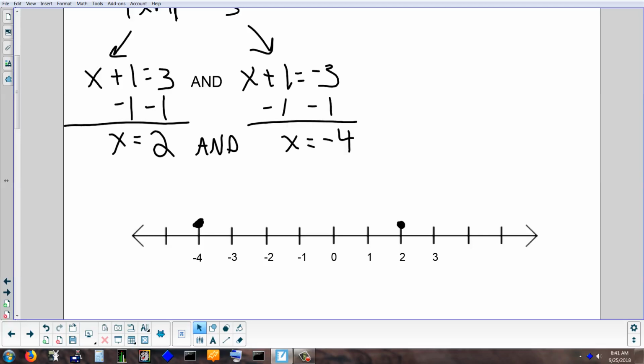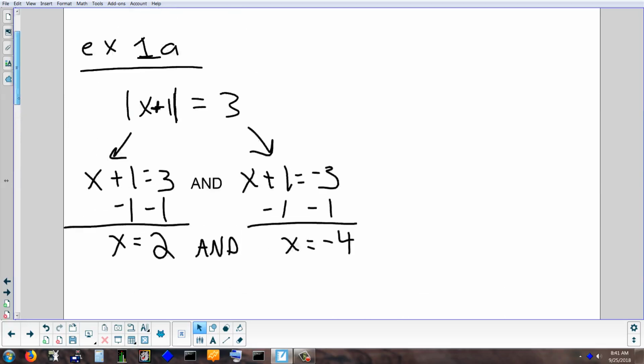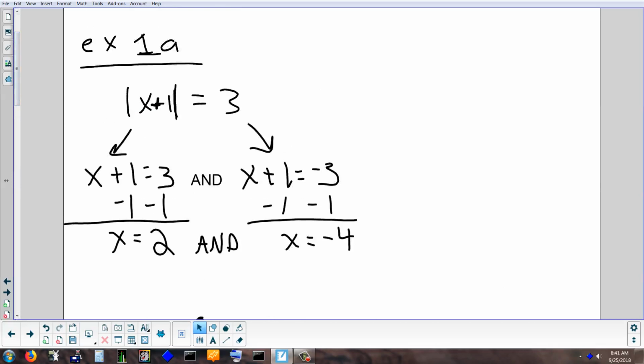Because that means I could plug in 2. If I had to check it, I could plug 2 in for this equation and get a correct answer. And I could plug in -4. Both of those solutions would work. Again, you don't have to check it. Let's show you guys how it works out.